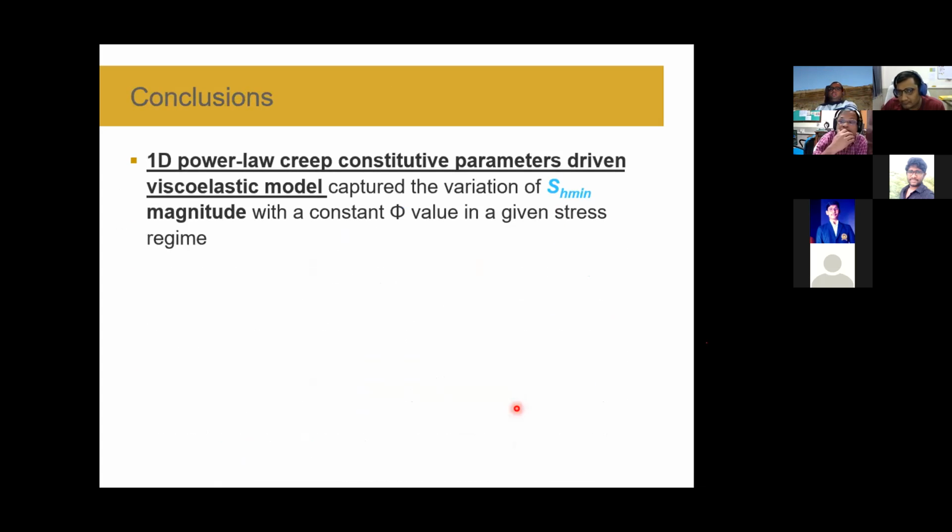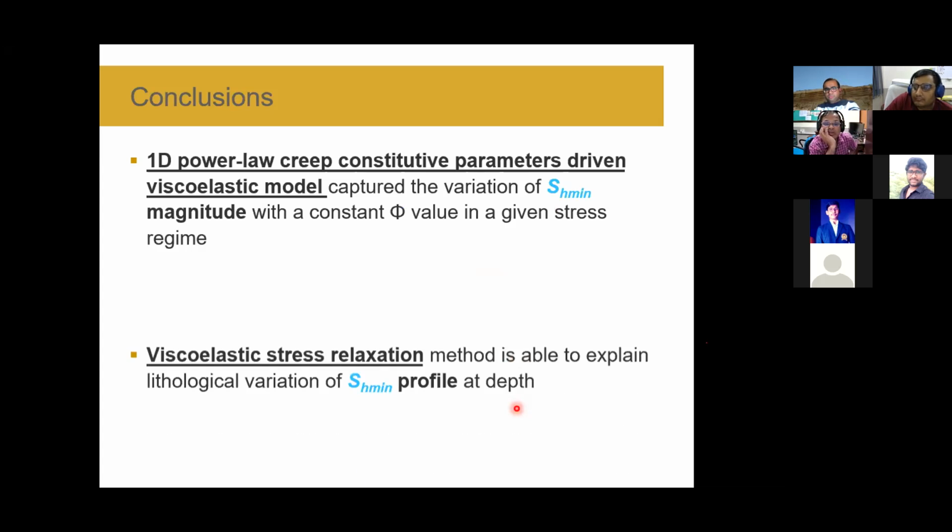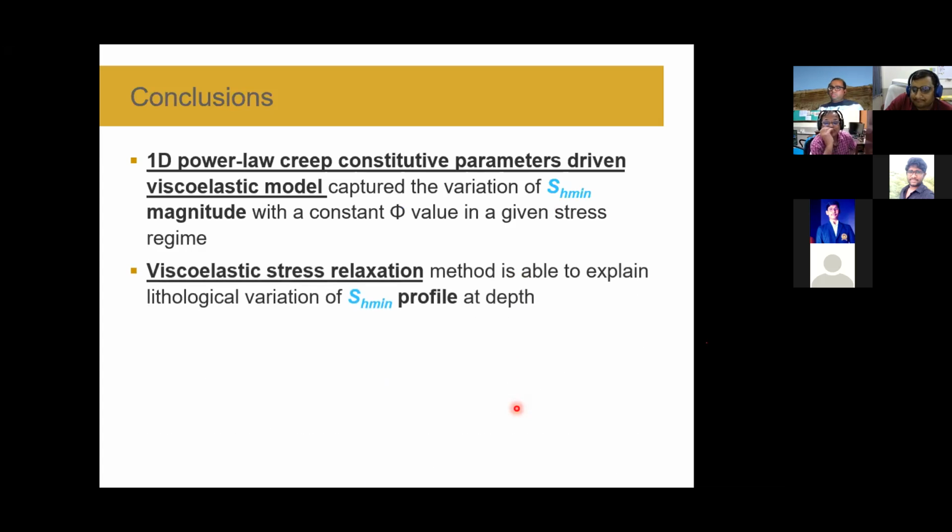Okay. So in conclusion, we have shown here that 1D power law creep constitutive parameters, utilizing that viscoelastic concept, are able to capture the least principal stress magnitude given a constant phi value for a given stress regime. And this model is also able to explain the lithological variation of the SH mean profile at depth. In the next stage, rather than the 1D response, we are trying to create a 3D response, if it can be validated.